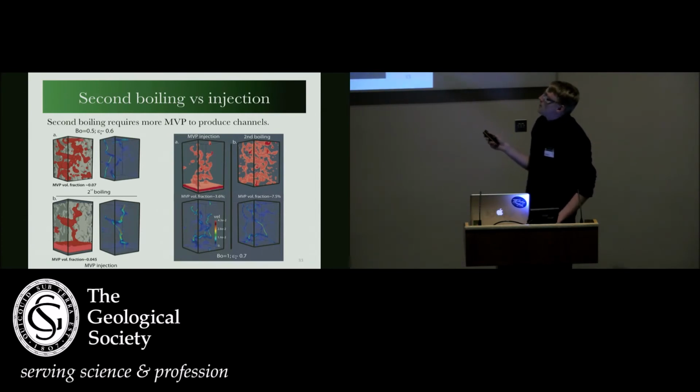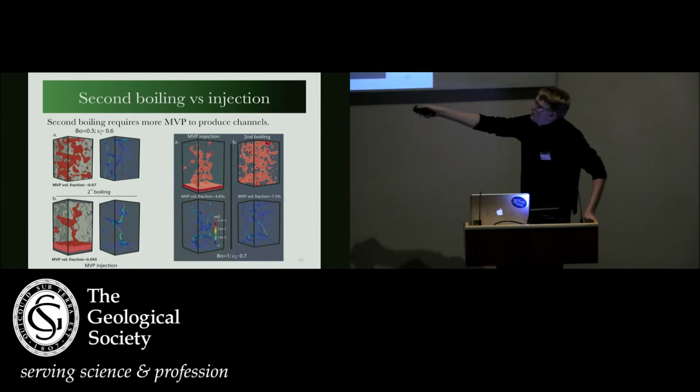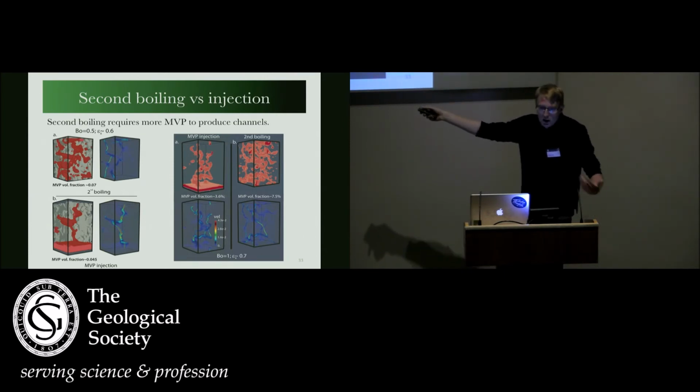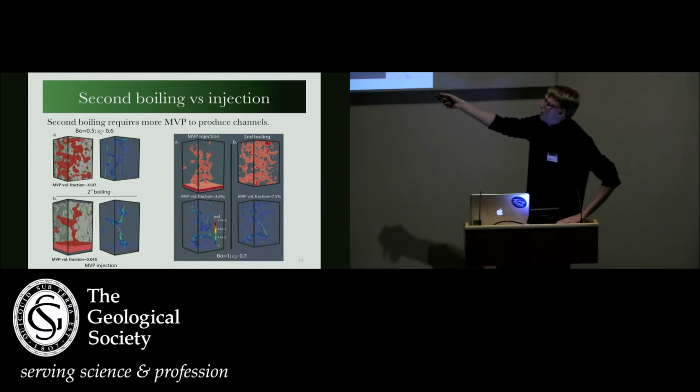This is a comparison between the two modes of gas channel formation. We have our second boiling event, and here at the top is again your bubble distribution and your velocity field. Same here at the bottom, but in this case from injection from below. The difference is again that you need more gas essentially in the second boiling case, just because you're dealing with a lot of bubbles that do nothing, just stay where they are, because they're trapped in the crystal network.